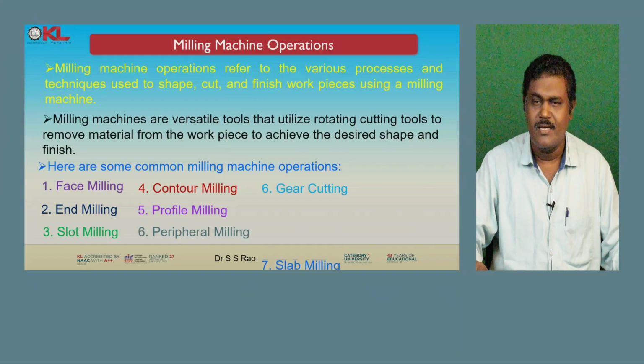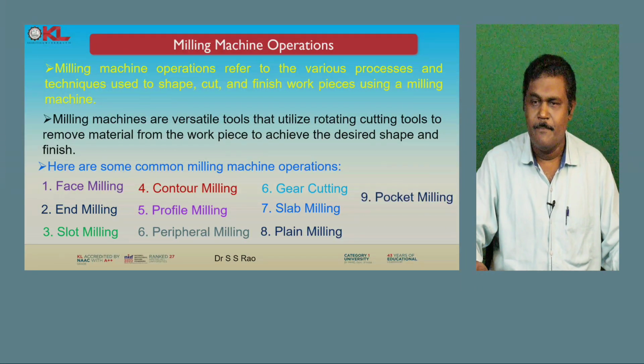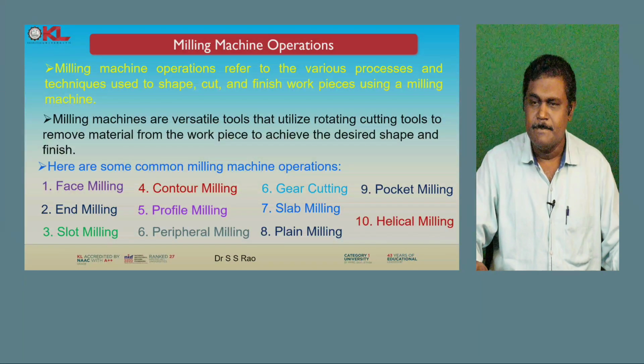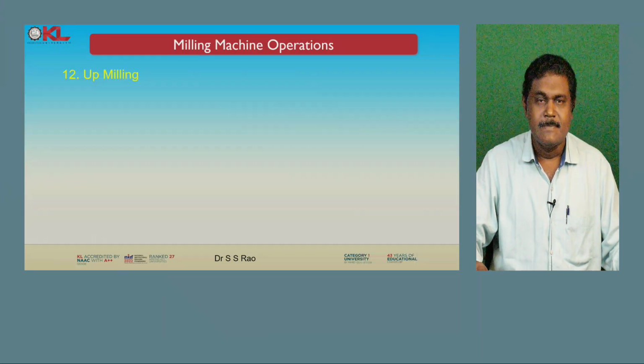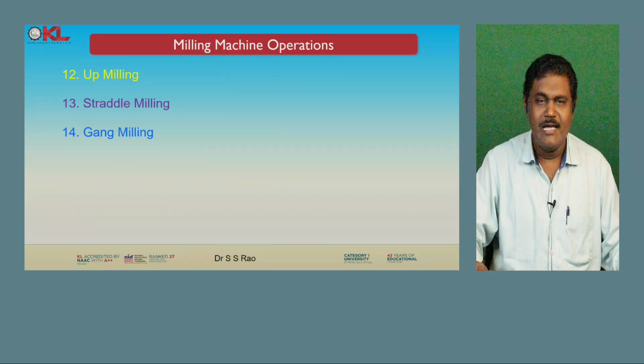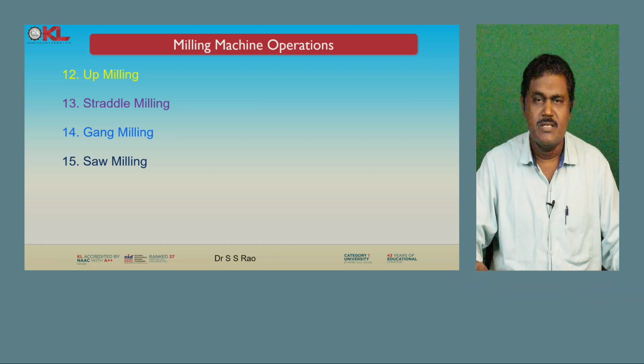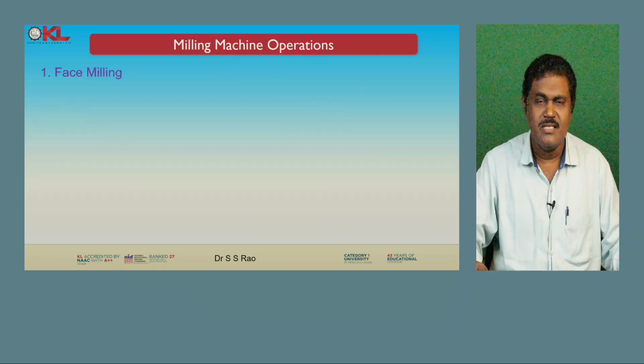Seventh one, gear cutting, and slab milling, plain milling, pocket milling, helical milling, climb milling, hub milling, straddle milling, gang milling and saw milling. These are the different operations we are going to perform on the milling machine. Now let us see them one by one.